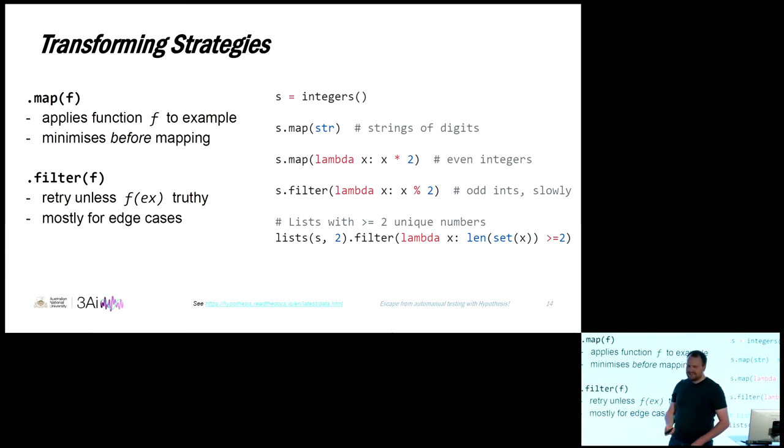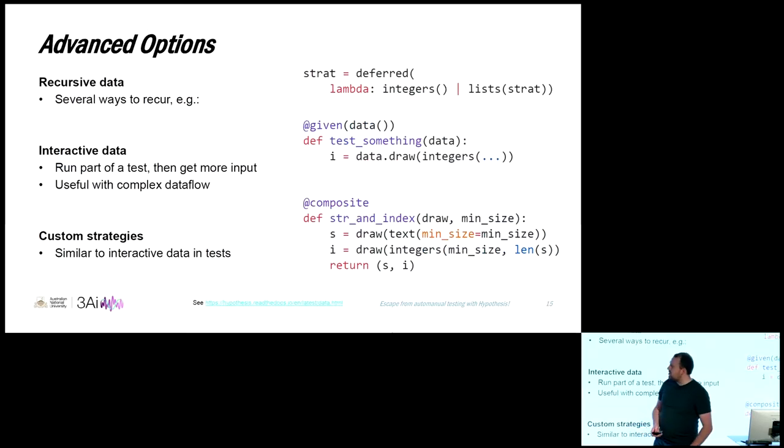And finally, you can do fancy stuff, like you want a list with at least 2 elements, with at least 2 unique elements, even though you allow repeated elements. There are various fancier things. I'm not going to go into these at great length. If you want to know more, I invite you to come to the open space later.